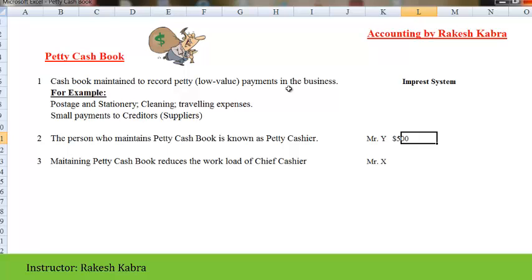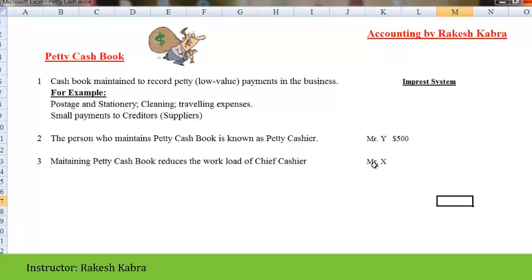And at the end of the month, Mr. Y will show the petty cash book, or the record of all the petty payments, to the chief cashier. And after showing the record of petty payments, Mr. X will again give some amount to Mr. Y. So this system is known as what? Imprest system.